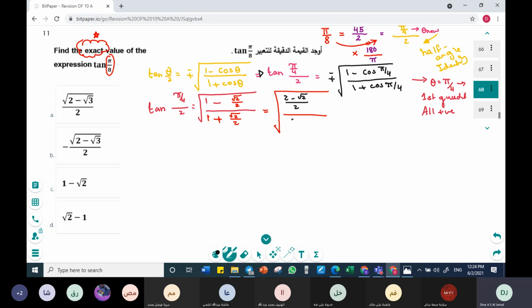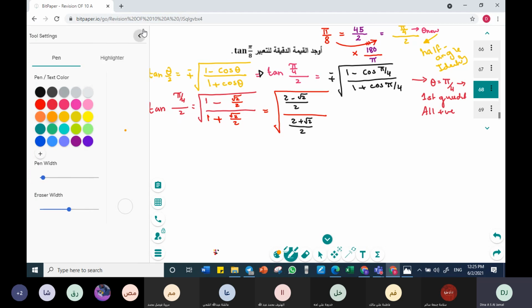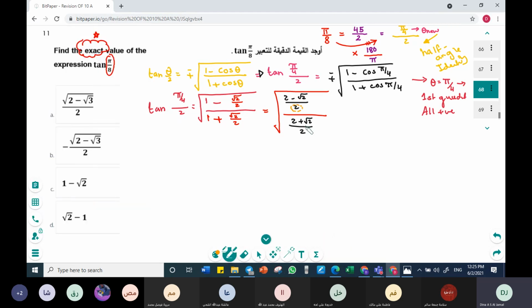All over 2. Now, the other one, 2 plus square root of 2 over 2. Now, ladies, pay attention. If I would like to simplify this, then I'm having 2 here and 2 there. What can I do with the 2? Cancel out. So I will be deleting it. So that means your new expression will be 2 minus square root of 2 over 2 plus square root of 2.